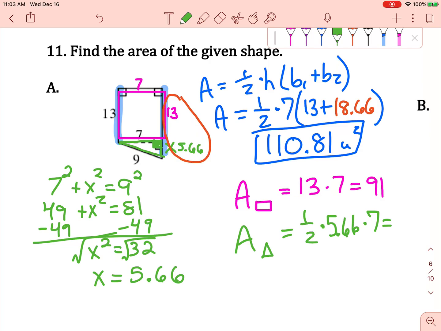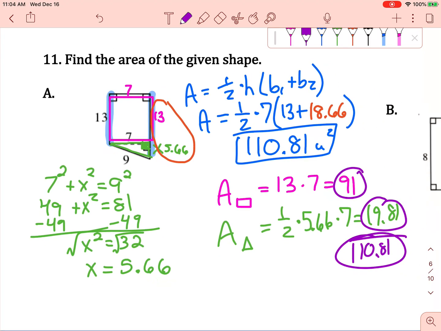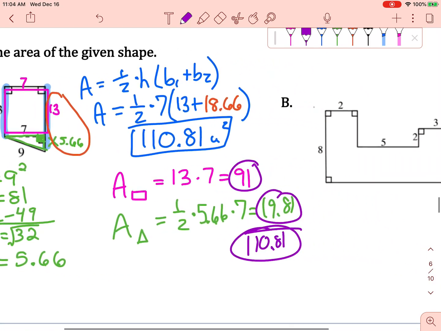And when you get that number, you have to add the green and the pink together to equal the total area of the figure. Okay, so again, 1/2 times the base times the height. And I am getting 19.81. Okay, when I add that rectangle and triangle together, I'm getting 110.81. Either way you do it, using the area of a trapezoid formula or splitting it up into two shapes, you will get the same answer.